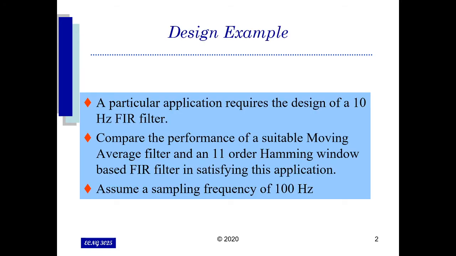So our first example here is that the requirement for this design is going to be a 10 Hz FIR filter, and then we're going to have to compare the performance of a suitable moving average filter and an 11 order Hamming window based FIR filter in satisfying this application. And we're going to be assuming a sampling frequency here of 100 Hz.